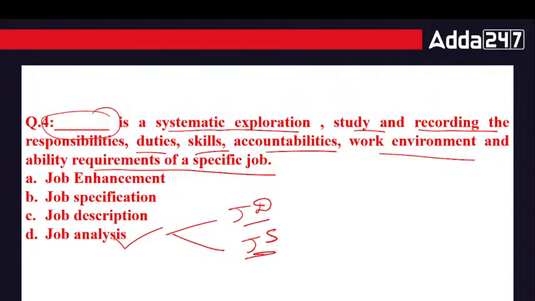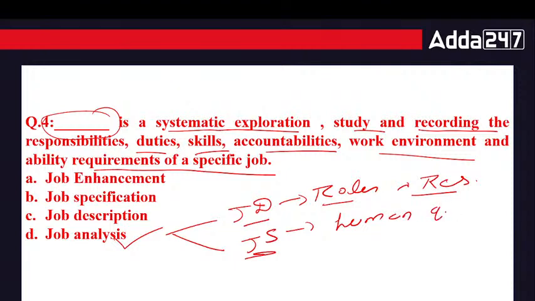Okay, it is a combination of JD and JS. What is a JD? When we are talking about only roles and responsibility, this is called the JD, title and all. But when we are talking about the human qualities which is required to perform the job, that is called the job specification. So here we are talking about ability, study, duties, skill. So it is the job analysis, and job analysis is the combination of JD and JS both.